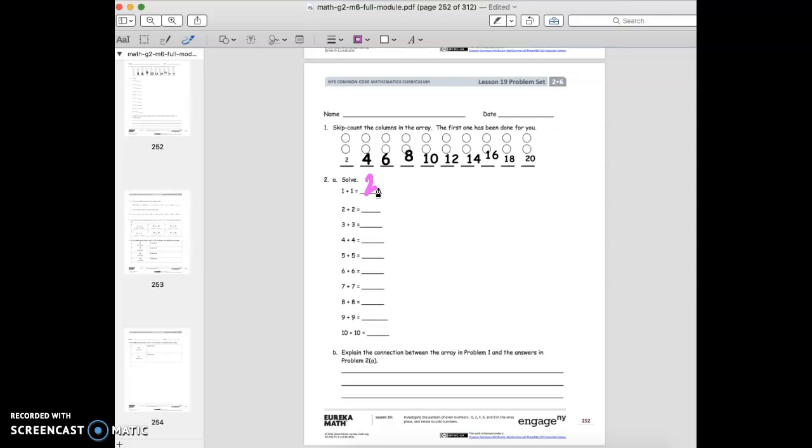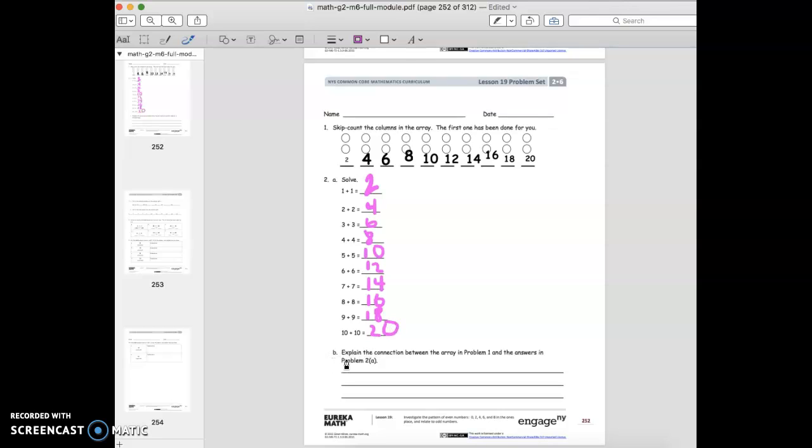1 plus 1 is equal to 2. 2 plus 2, you guys should know your doubles facts, is 4. 3 plus 3 is 6. 4 plus 4 is 8. Oh my goodness, look what's happening. 5 plus 5 is 10. 6 plus 6 is 12. And this part you should be able to do all on your own. 7 plus 7 is 14. 8 plus 8 is 16. 9 plus 9 is 18. And 10 plus 10 is 20.